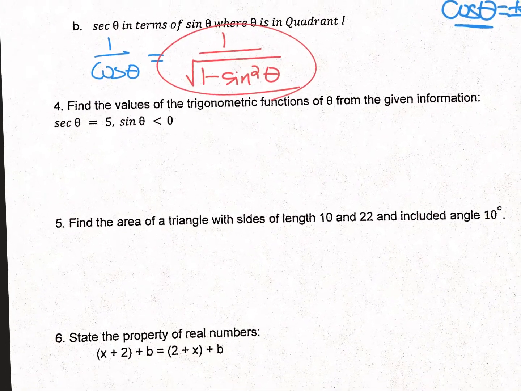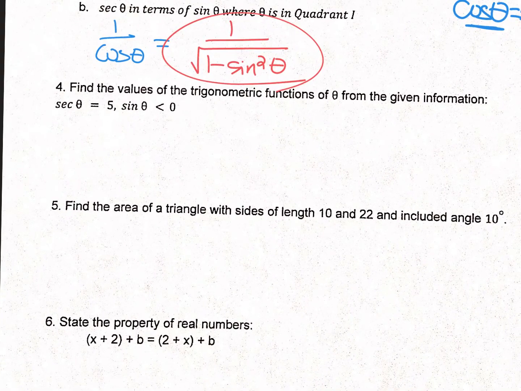Number 4, find all the values of trig functions of theta for the given information. First of all, it says secant is 5, which means that's positive, which means cosine is the reciprocal of that. Cosine is 1/5. So cosine is positive, sine is negative. Think about that. X is positive, y is negative. That's quadrant 4, by the way. Okay, so there's my secant and cosine.